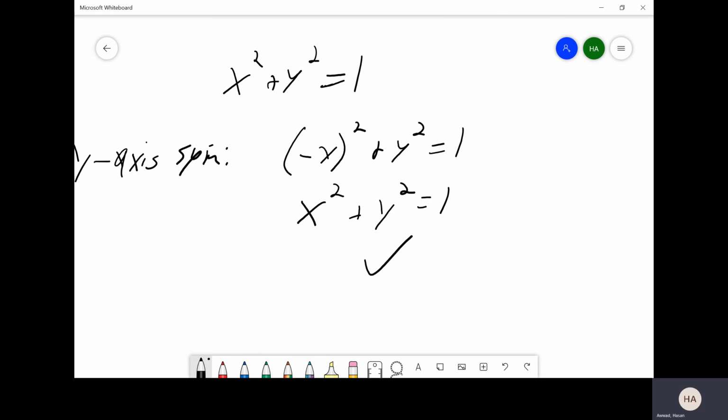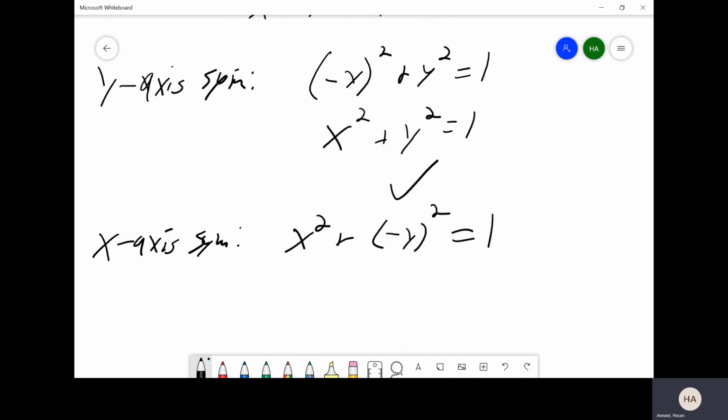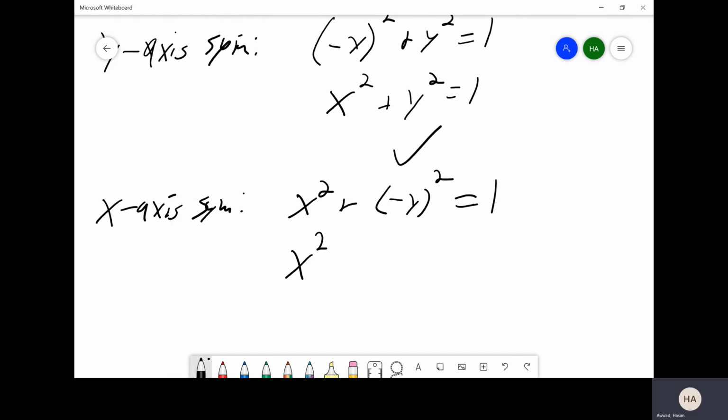Similarly, when we do the x-axis symmetry, we are going to flip our y to be a negative y. So instead of y squared, we now have negative y squared, and this is equal to 1. And when we plug this in, we still get x squared plus, and we know that, again, any negative number being squared is the same thing as any positive number being squared, so we just get y squared back, and x squared plus y squared is equal to 1. Yeah, this one works too.